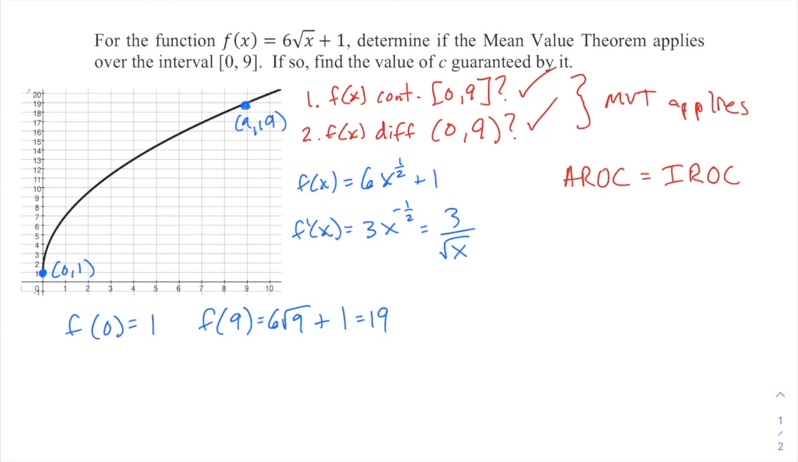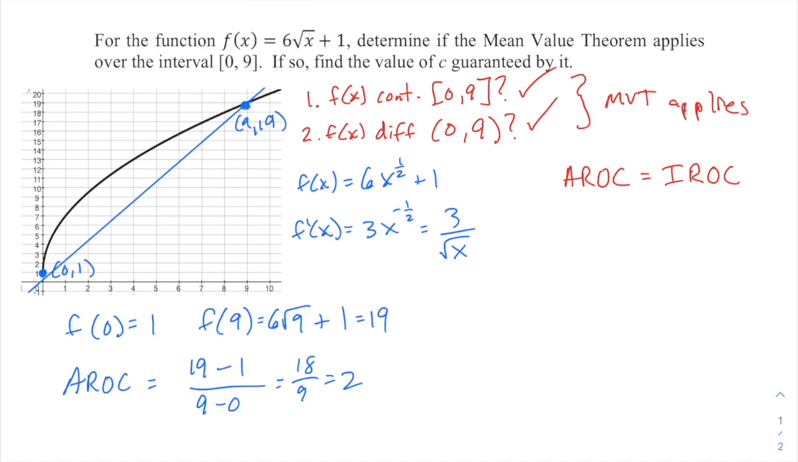is right there. So our average rate of change over this interval is the slope of that secant line. 19 minus 1 over 9 minus 0, or 18 divided by 9, which is 2. So the average rate of change, or the slope of that secant line, is 2.